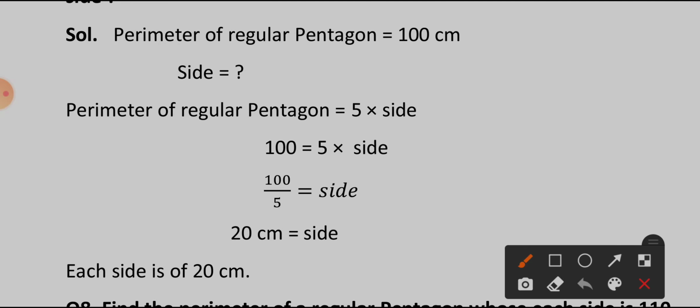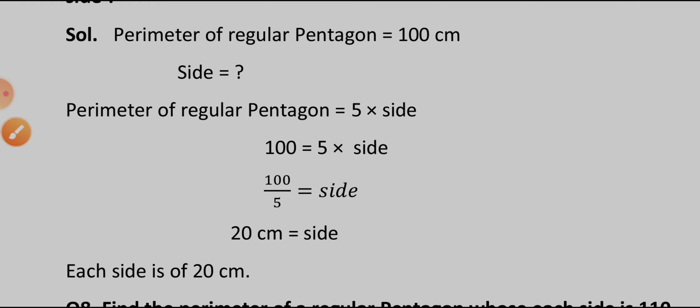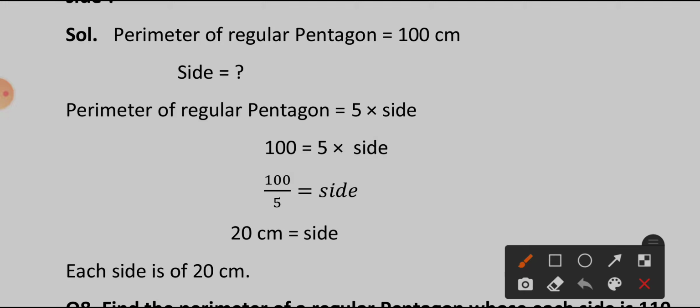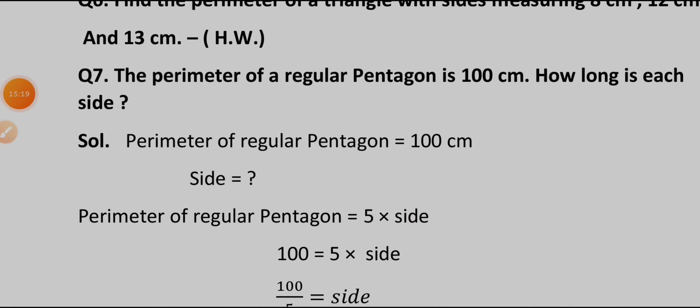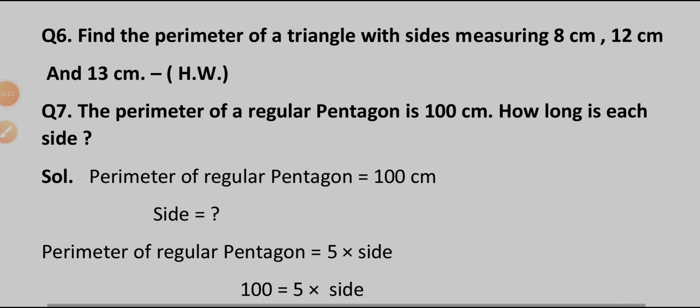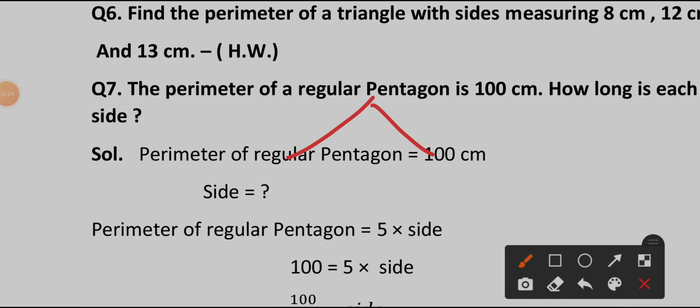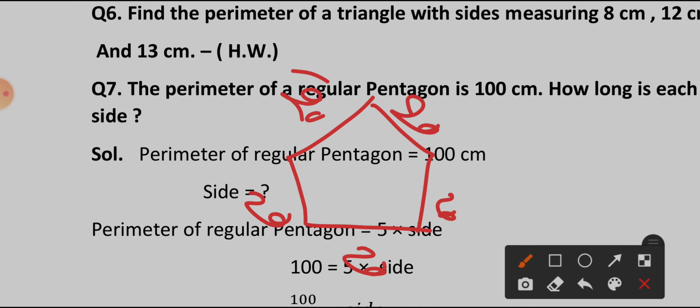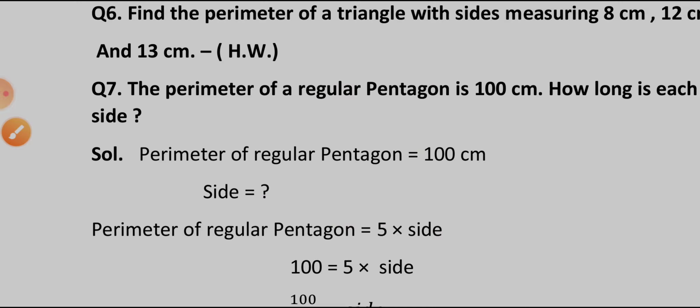It means the side of, you can see that 1, 2, 3, 4. If we make a pentagon, how many sides are there? 5 sides. 1, 2, then 3, 4, and here the 5 sides are there. Each side is how many centimeters? 20, 20, 20, 20, 20. So you can see 20 plus 20, 40, 60, 80, 100. So the perimeter of the regular pentagon is 100 centimeter.